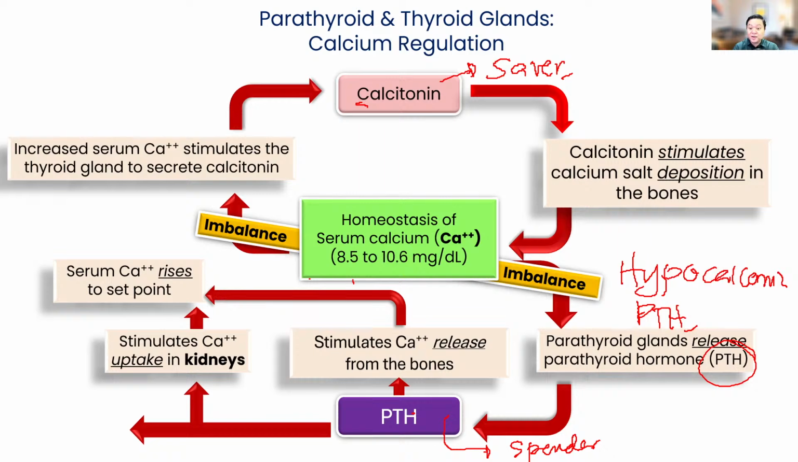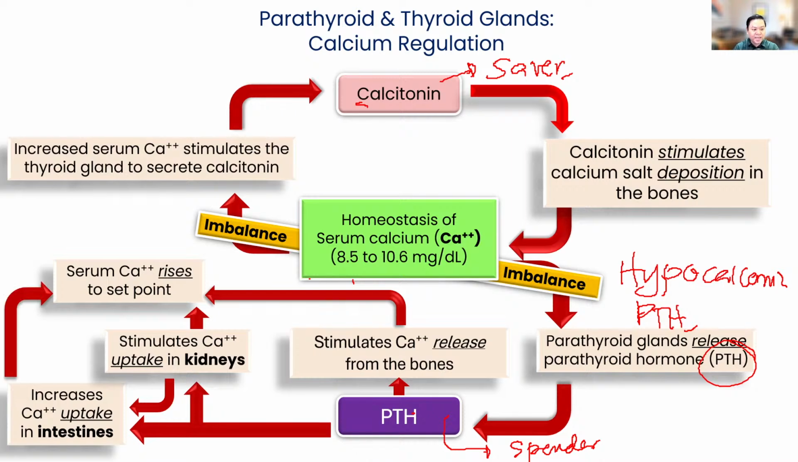But we also have another effect of the PTH. What is that? This will also increase the absorption of the calcium ions in the intestines. So it will require more workload to actually absorb anything that has calcium content in the diet. It will allow more absorption of the calcium from the dietary sources. Okay, and so this will lead back to the restoration of the calcium level in the bloodstream.